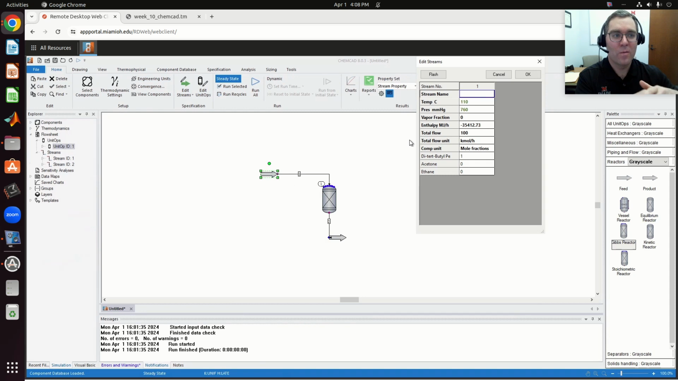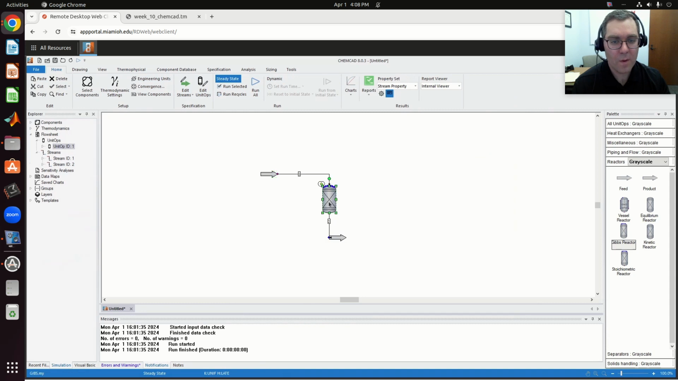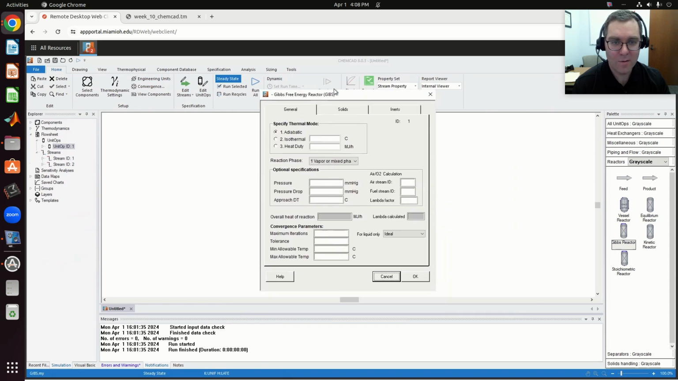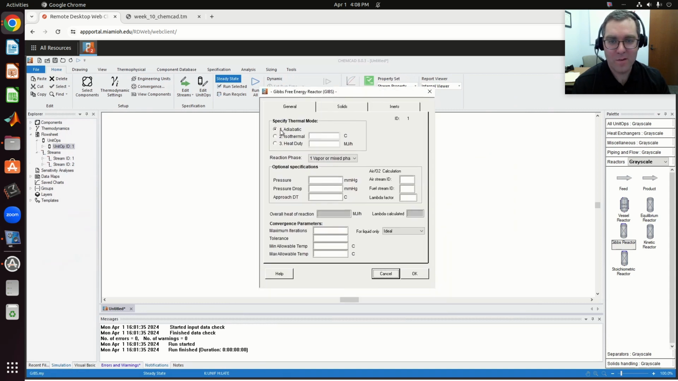So we're going to have this constraint that when it tries to minimize my Gibbs free energy, it's going to be dependent on the components listed in my component list, right? It's only going to use formation data, or only try and include those in our calculation. All right, so in terms of my Gibbs reactor, again, I'm specifying if it's adiabatic, isothermal, or I can specify heat duty.